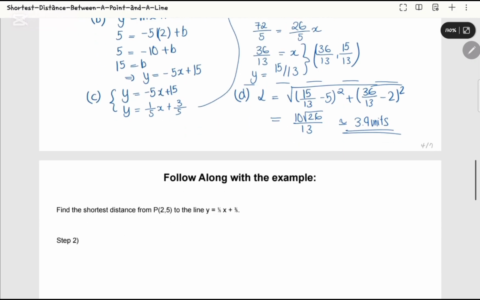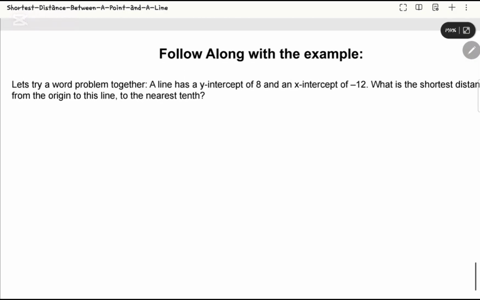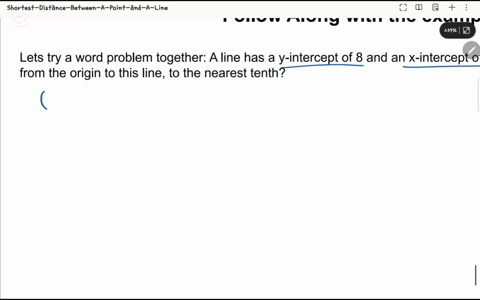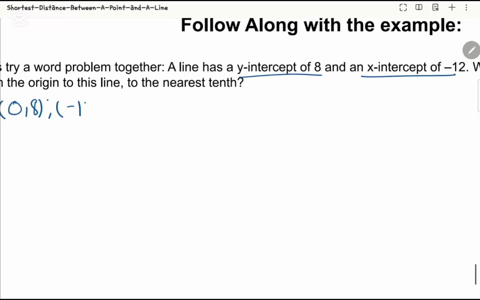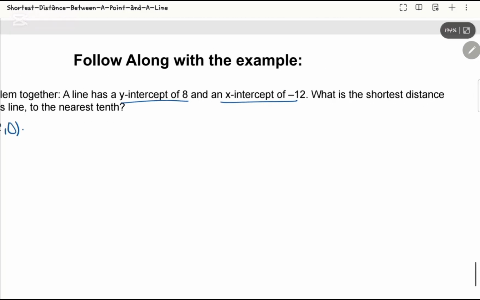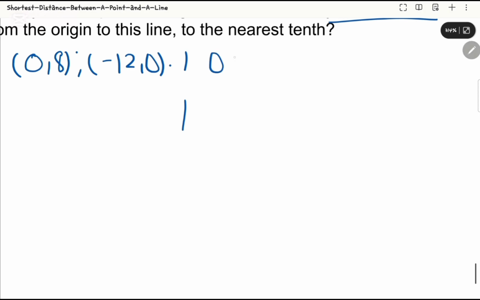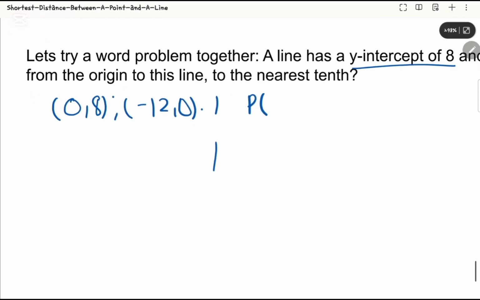Okay, let's try one more question. A line has a y-intercept of 8 and an x-intercept of negative 12. So that means we have 2 points: 0, 8 and negative 12, 0. What is the shortest distance from the origin to this line? So the origin is going to be 0, 0, right? So you have to first find the equation of this line, and then you find the shortest distance from P to the line made by these 2 points.